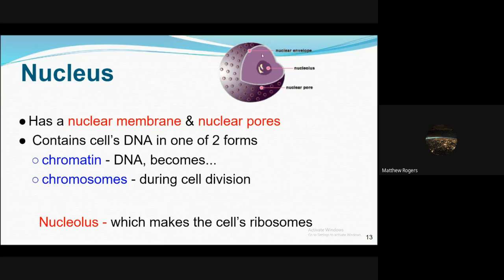The DNA is floating around elsewhere. It's in a chromatin form until it needs to really be used, and then it becomes a chromosome form. We have nuclear pores, which are holes in and out, and a nuclear membrane.